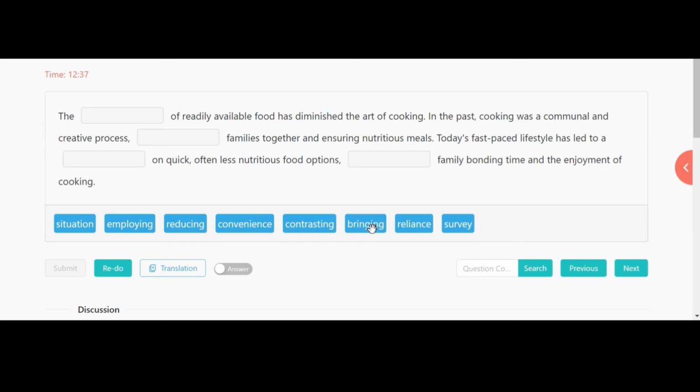So the best option that would go there would be bringing families together, because you can see here cooking was a communal and creative process. So if it's a communal thing, then it's actually bringing families together. Okay, let's go to the next one.